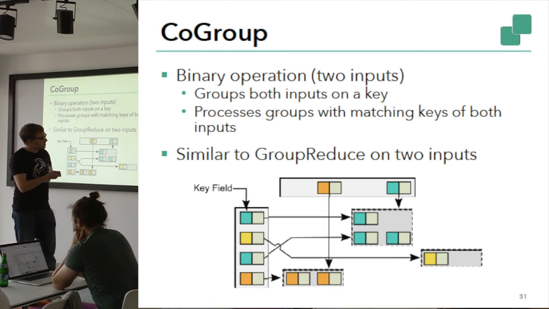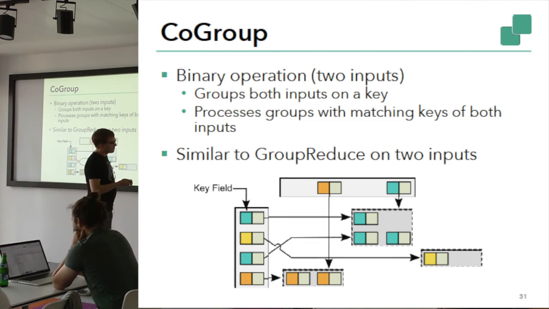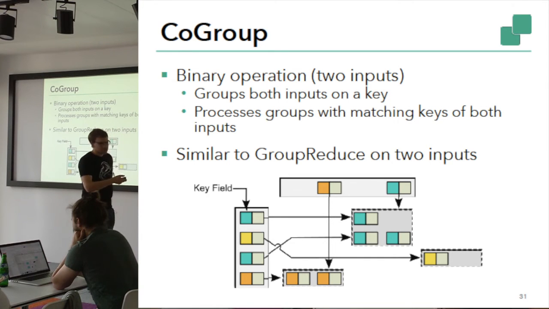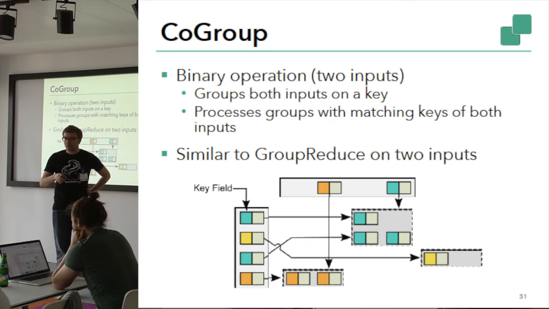So you can see here, this is one input data set, this is another data set. The colored field marks the key that we're operating on. Here we have the blue keys. So this data set has two blue elements which go into one group here, and the second data set has one element with a blue key which goes into this group here, and then all of these records are processed together by the CoGroup function.